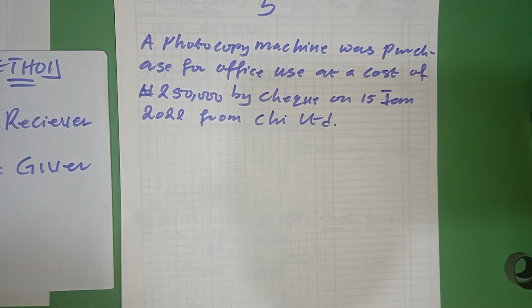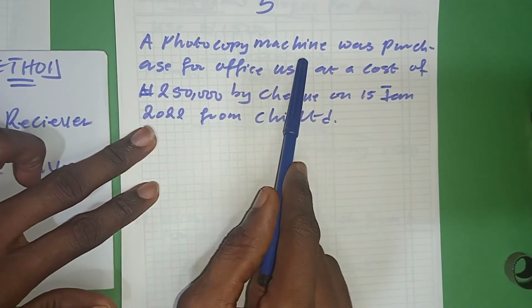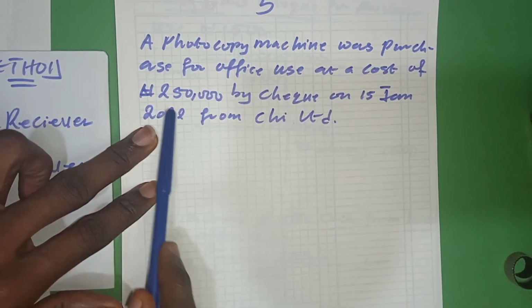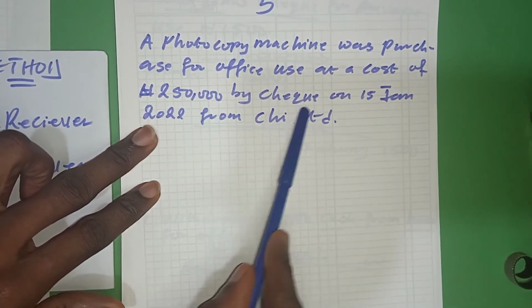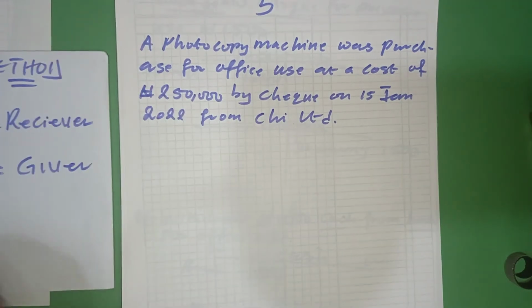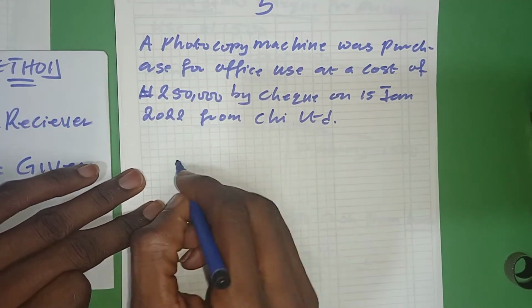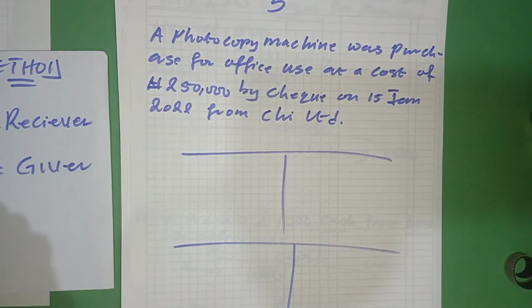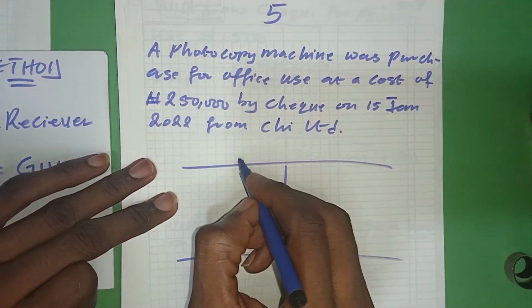Okay, let's do this. A photocopy machine was purchased for office use at a cost of 250,000 by cheque on 1st January 2022 from Chill Limited. These are the two accounts. First account is what? Office equipment.